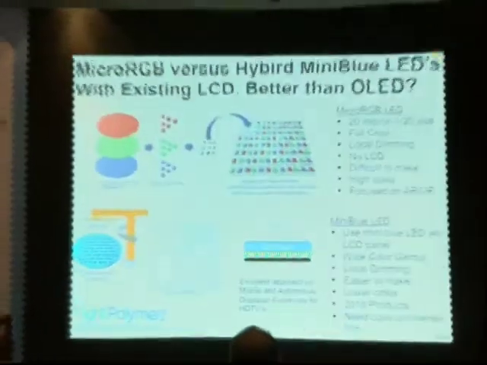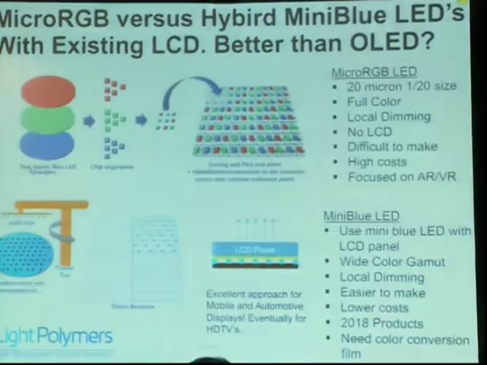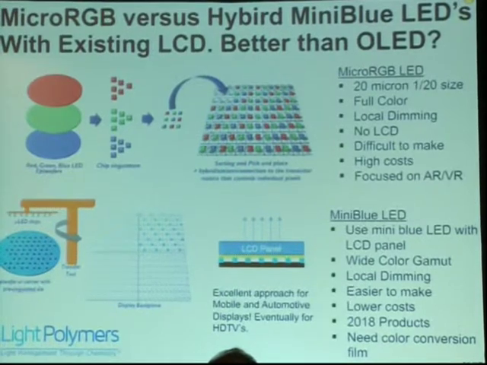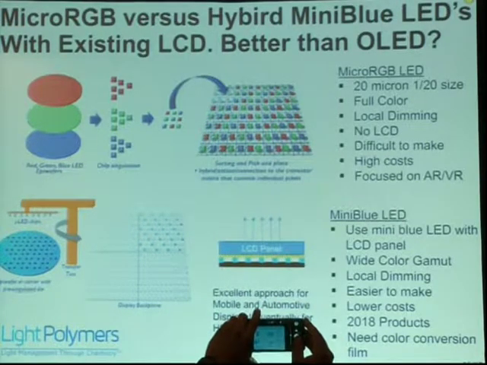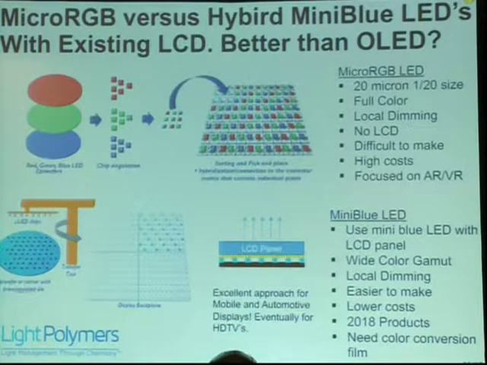Actually, there are two LED displays: the micro LED display, and another, the mini blue LED with an LCD panel and color conversion film. The first application will be from the mini blue LED because in this case local dimming is possible, and it improves the contrast ratio, also at low cost. Maybe I think this application will be in production next year.